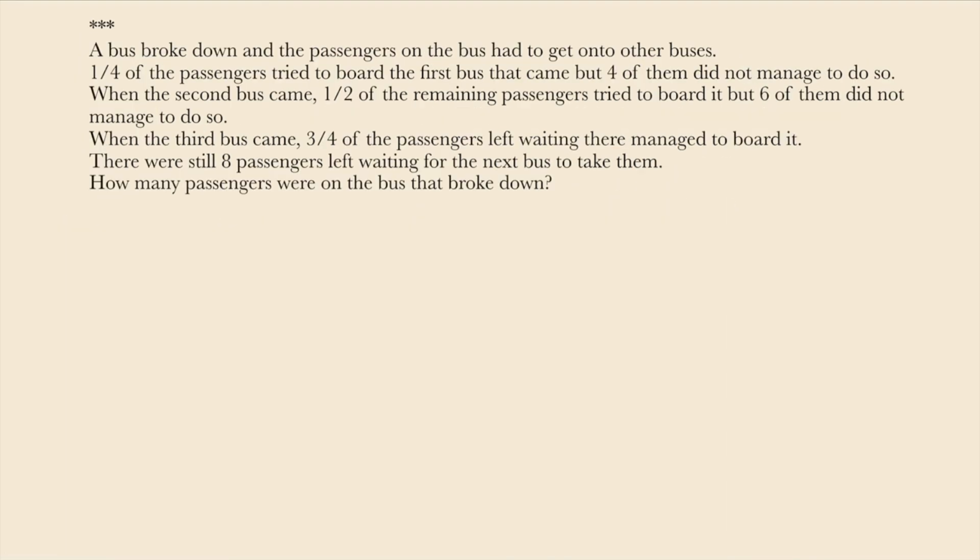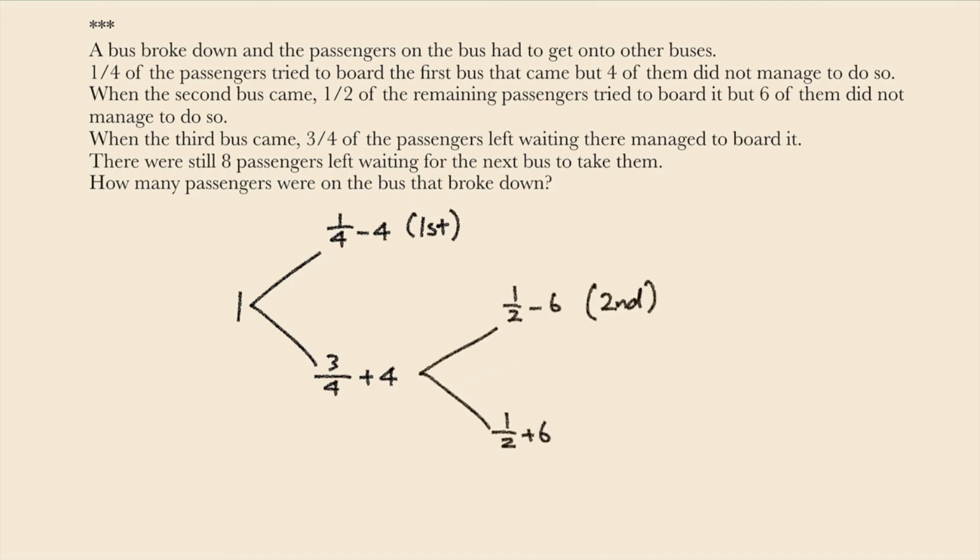A bus broke down. The passengers had to get onto other buses. 1/4 tried to board the first bus, but 4 of them did not manage to do so. Understand now, this is not +4, this is -4. 1/4 tried, but 4 didn't make it, so that's -4. Then what's left behind? 3/4 plus 4. When the second bus came, half tried to get on, but 6 did not get on. So that's on the second bus. So this is 1/2 plus 6.